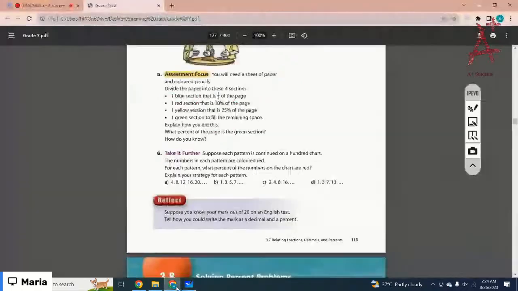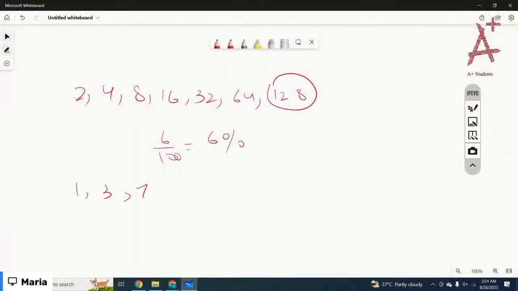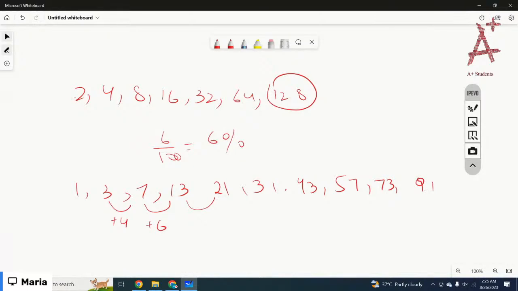Okay, the last one is 1, 3, 7, 13. How are they increasing? 1 plus 2 is 3, 3 plus 4 is 7, 7 plus 6 is 13, then 13 plus 8 is 21, then 21 plus 10 is 31, then 31 plus 12 is 43, and 43 plus 14 is 57, 57 plus 16 is 73, and then 91. 1, 2, 3, 4, 5, 6, 7, 8, 9, 10. 10 of the numbers from the pattern are written, so it would be just 10%, right?